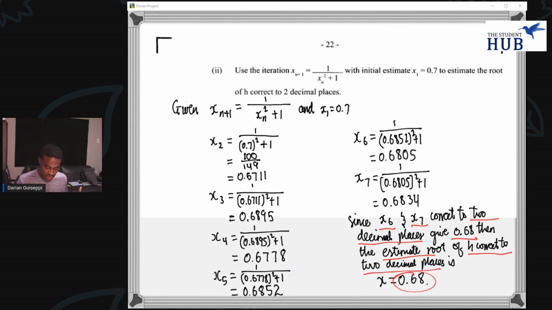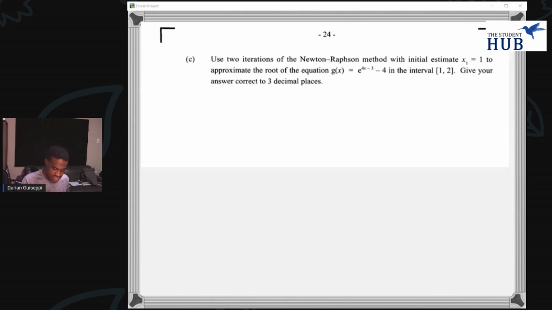That's basically it for that question. Let's move on to the next question. Use two iterations of the Newton-Raphson method with initial estimate x1 equal to 1 to approximate the root of the equation in that interval, 1, 2, and give your answer correct to three decimal places.